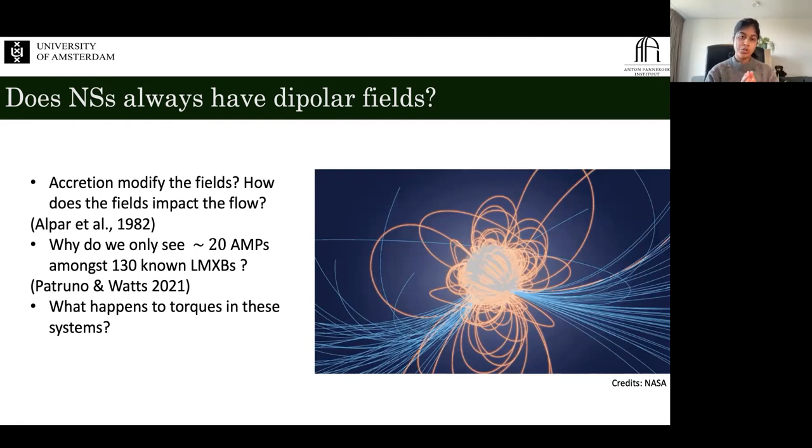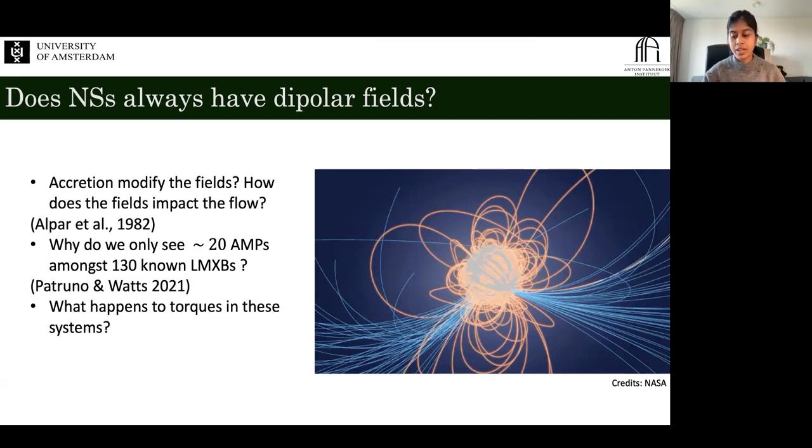Or were these field structures present even during the accreting phase? And if they were present, what did the accretion flow on top of this multipolar field structure look like? Is it somehow related to why we only see around 20 accreting millisecond pulsars amongst almost 130 known low mass X-ray binaries? Is it because in most of them you have these multipolar field structures and then you don't really see pulsations from them due to this? And also, what happens to torques in the system?